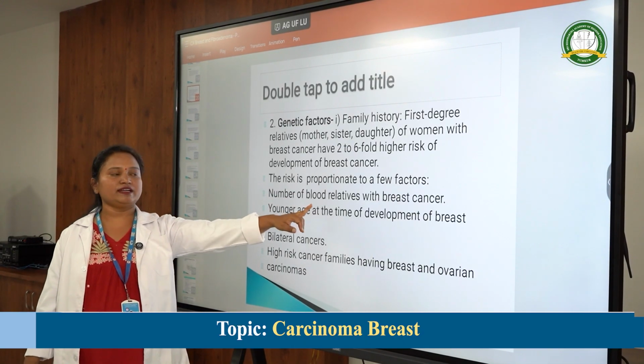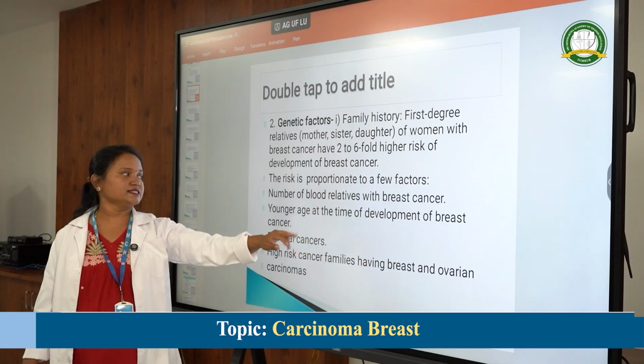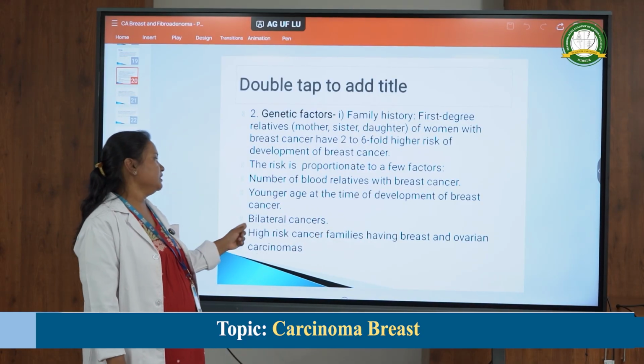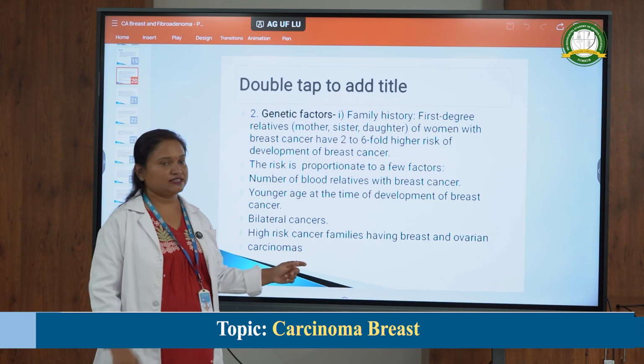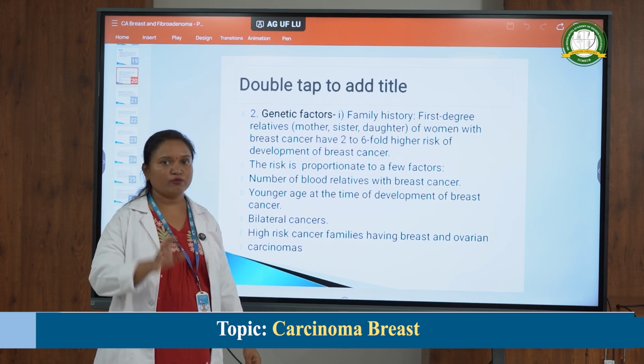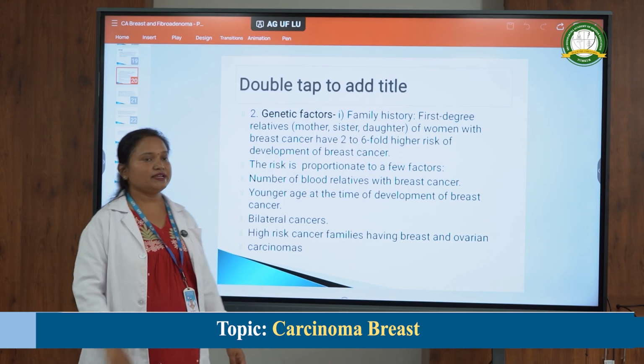So there are 4 categories. The number of blood relatives with breast cancer, and younger age group at the time of development of the breast cancer. Third is bilateral cancers. Fourth is high risk families where they have both breast and ovarian cancers.